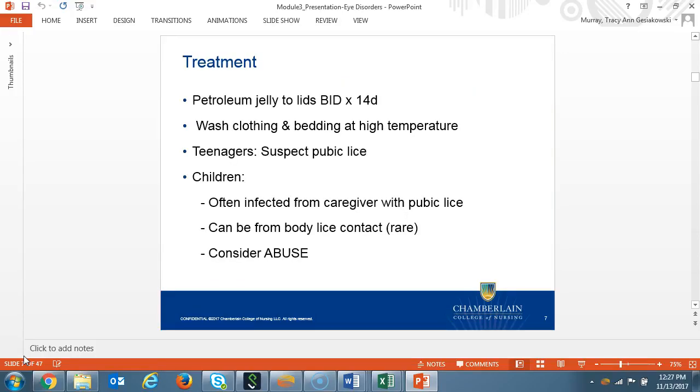Treatment is with petroleum jelly applied to the lids twice per day for 14 days. This drowns the nits, which hatch in 10 to 12-day cycles. Clothes and sheets should also be washed at the highest temperature.